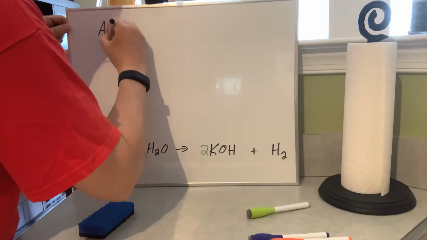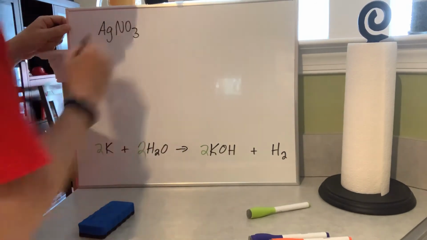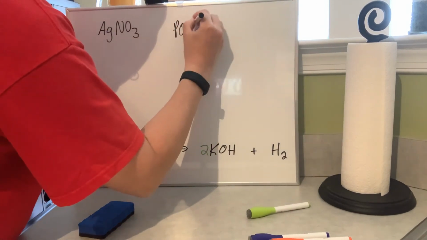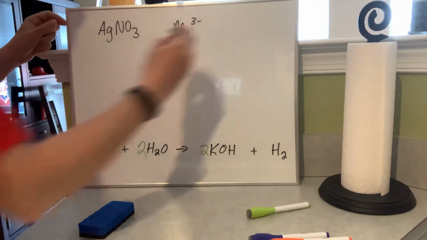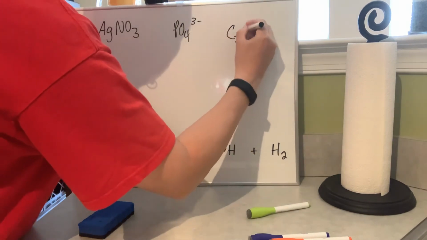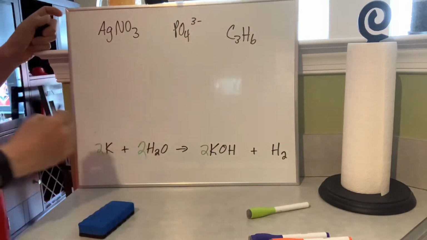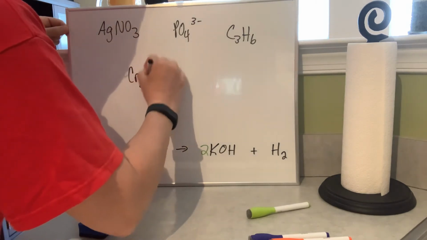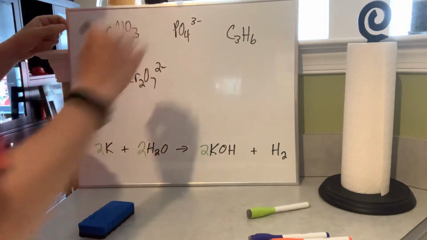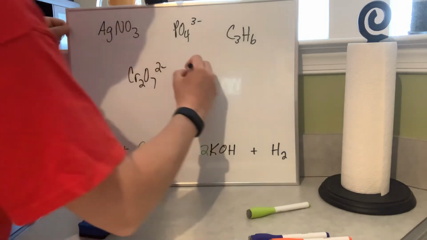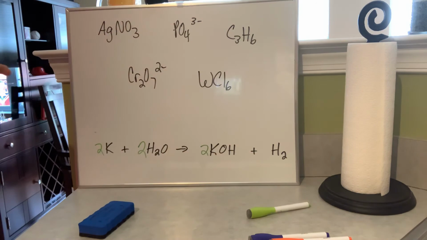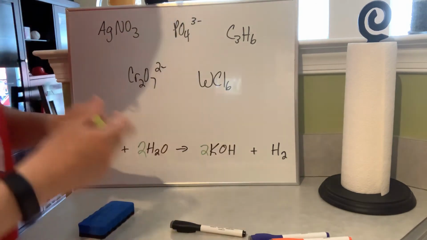AgNO3. We had PO4 with a 3- charge, phosphate. C3H6, propene. Cr2O7 with a 2-, that's the dichromate ion. And then we had WCl6. Okay. These were the answers that you should have had.